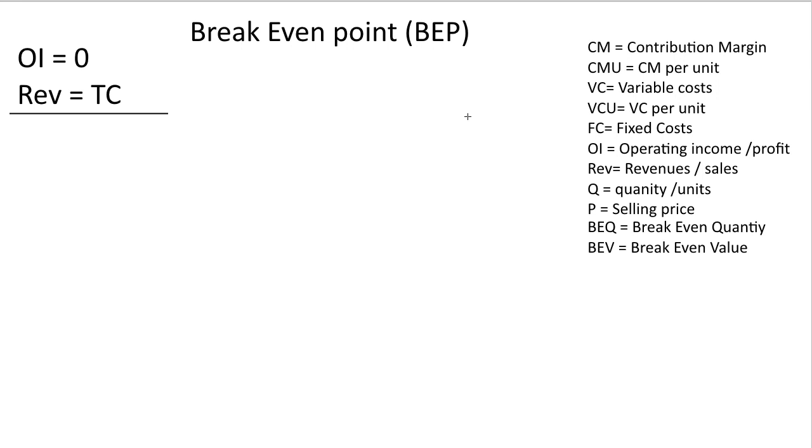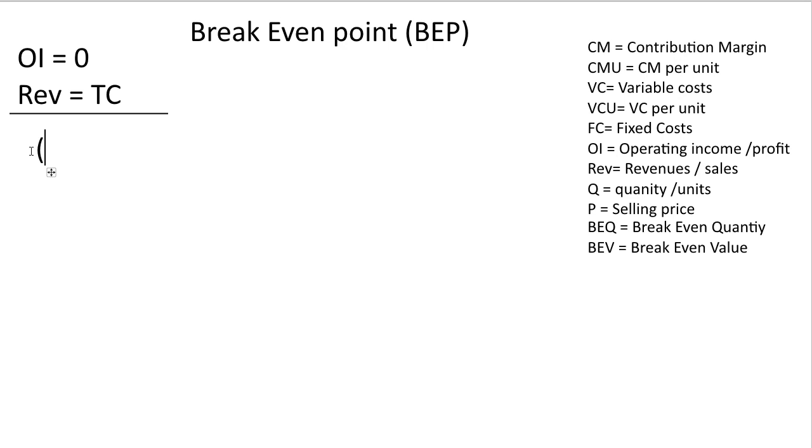Notice also that down here in the corner we have added two new things, the break-even quantity and the break-even value, because you can find the break-even point in quantity and in value. So what is the break-even point? Well, it's when your operating income equals zero. In other words, it's when your total revenues equals your total cost. So let's dig into it right away.